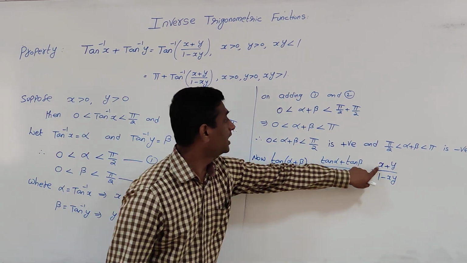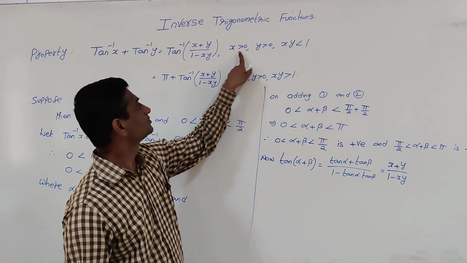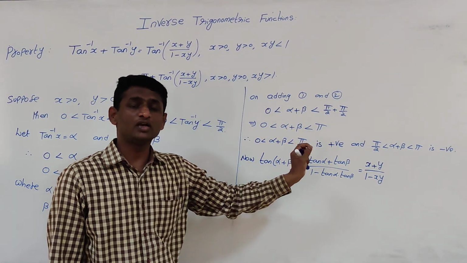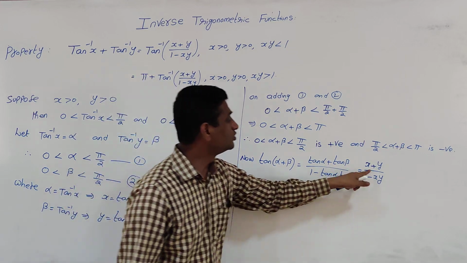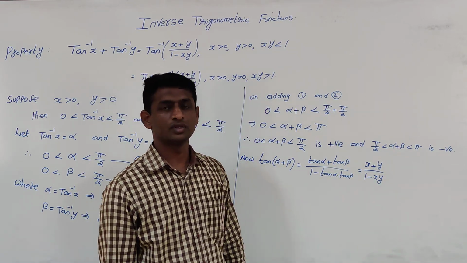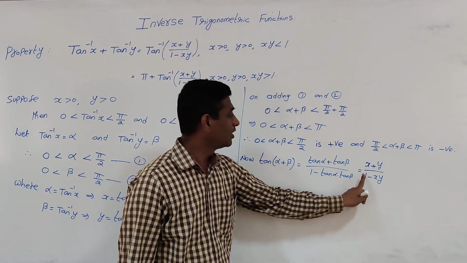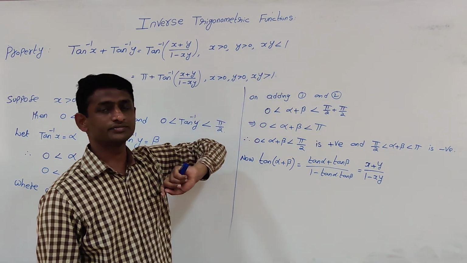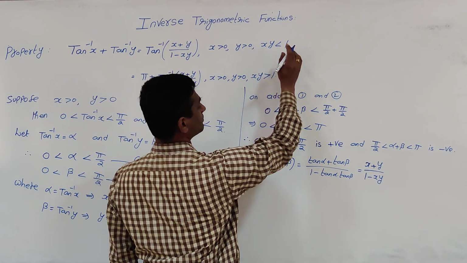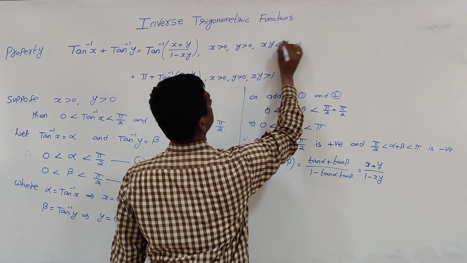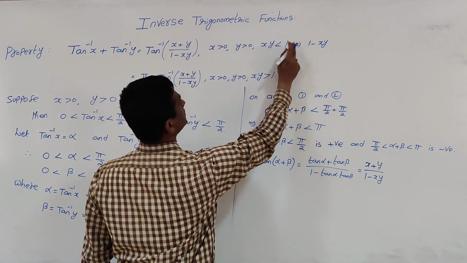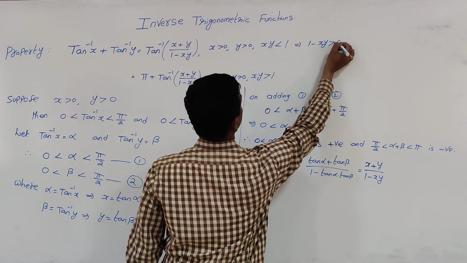What is x? x is a positive real number and y is also a positive real number. Means if we add two positive real numbers, the numerator will be positive. And what about the denominator? 1 minus xy. Since xy is less than 1, what happens? 1 minus xy will be greater than 0.